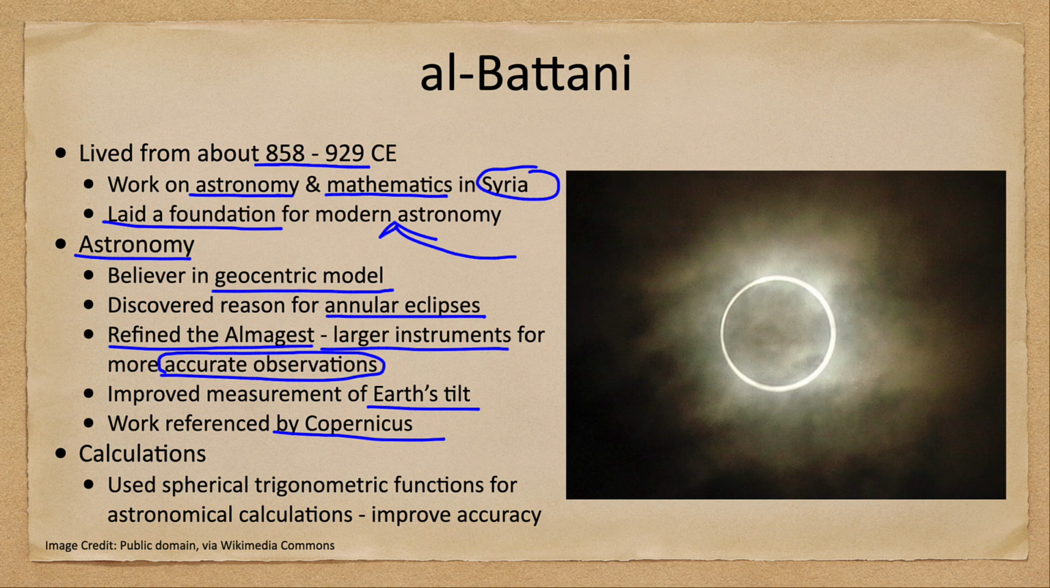Now, in terms of calculations and mathematics, one of the things that he used was what is called spherical trigonometry and spherical trigonometric functions to do the astronomical calculations, which make things more accurate. If you studied geometry and such, you've probably learned plane geometry. And that is how things are normally done, where the angles of the triangle will add up to 180 degrees. Well, when you do astronomy on a sphere, that's not necessarily the case.